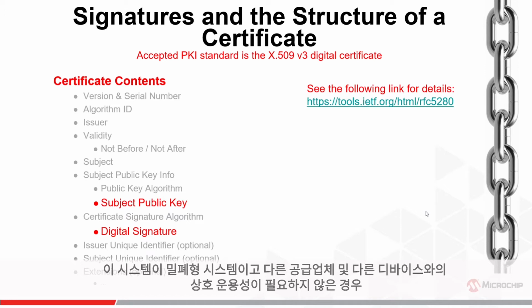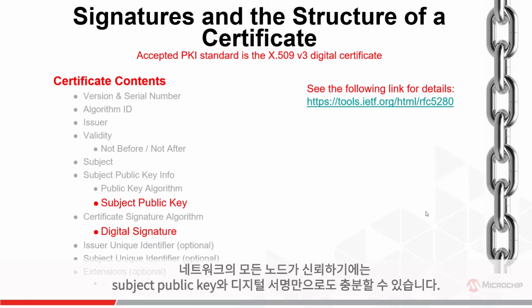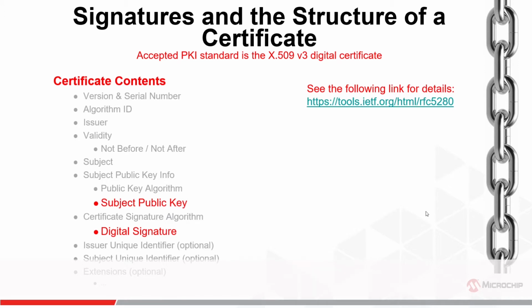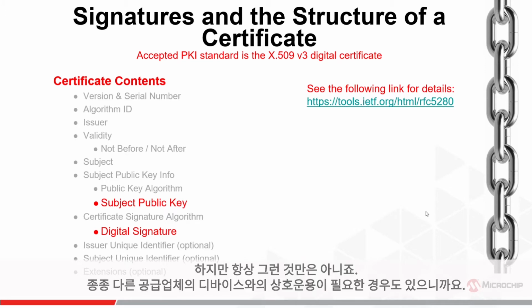Now, if this was an enclosed system and there was no need for interoperability with other vendors and other devices, that would be enough. The subject public key and its digital signature would be enough for all of the nodes in the network to trust. But that's not always the case. Sometimes we have to interoperate with other vendors' devices.